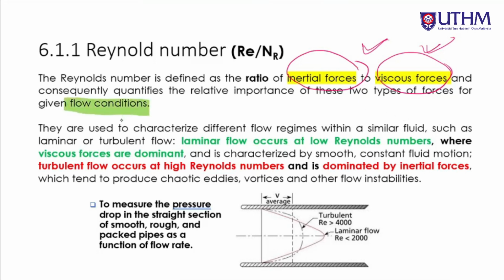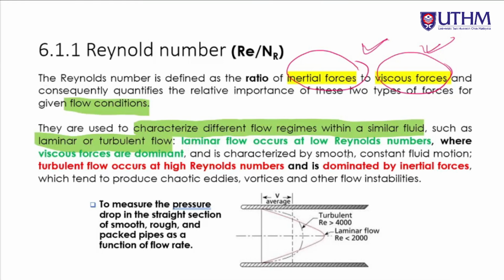Terus untuk satu-satu flow conditions tu, kita akan nilai the characteristic of flow based on the ratio of inertial forces to the viscous forces, and macam saya cakap tadi kan, Reynolds number ni is used to characterize the different flow regime within a similar fluid, such as either it is going to be laminar or turbulent. Okay, and ini konsep penting.